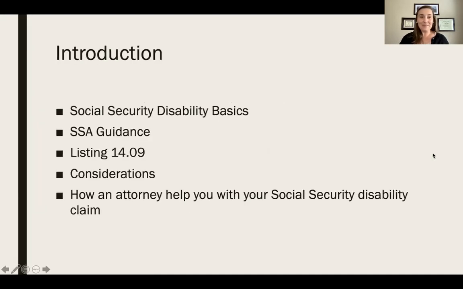With that being said, here's where we're going today. First, we're going to talk about some Social Security disability basics. We'll talk about some guidance from the agency. We'll talk about listing 14.09, which is the listing for inflammatory arthritis. After that, there will be another slide with the 3 other potential listings that you may want to look into, specifically if the arthritis is in your back or one of your major joints like your knees. The other listings that we don't explicitly look at might be something helpful to look at for you. Then we'll get into considerations.